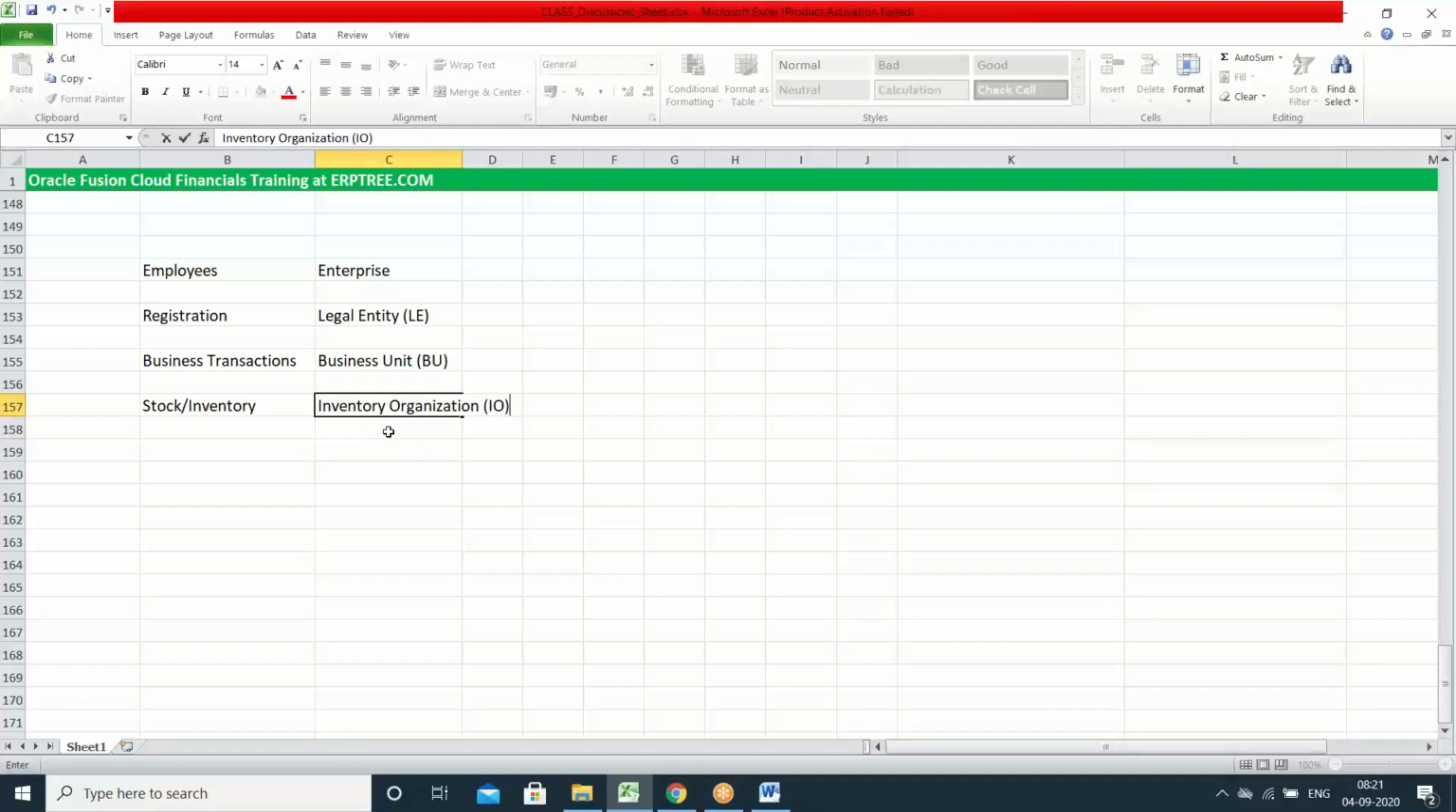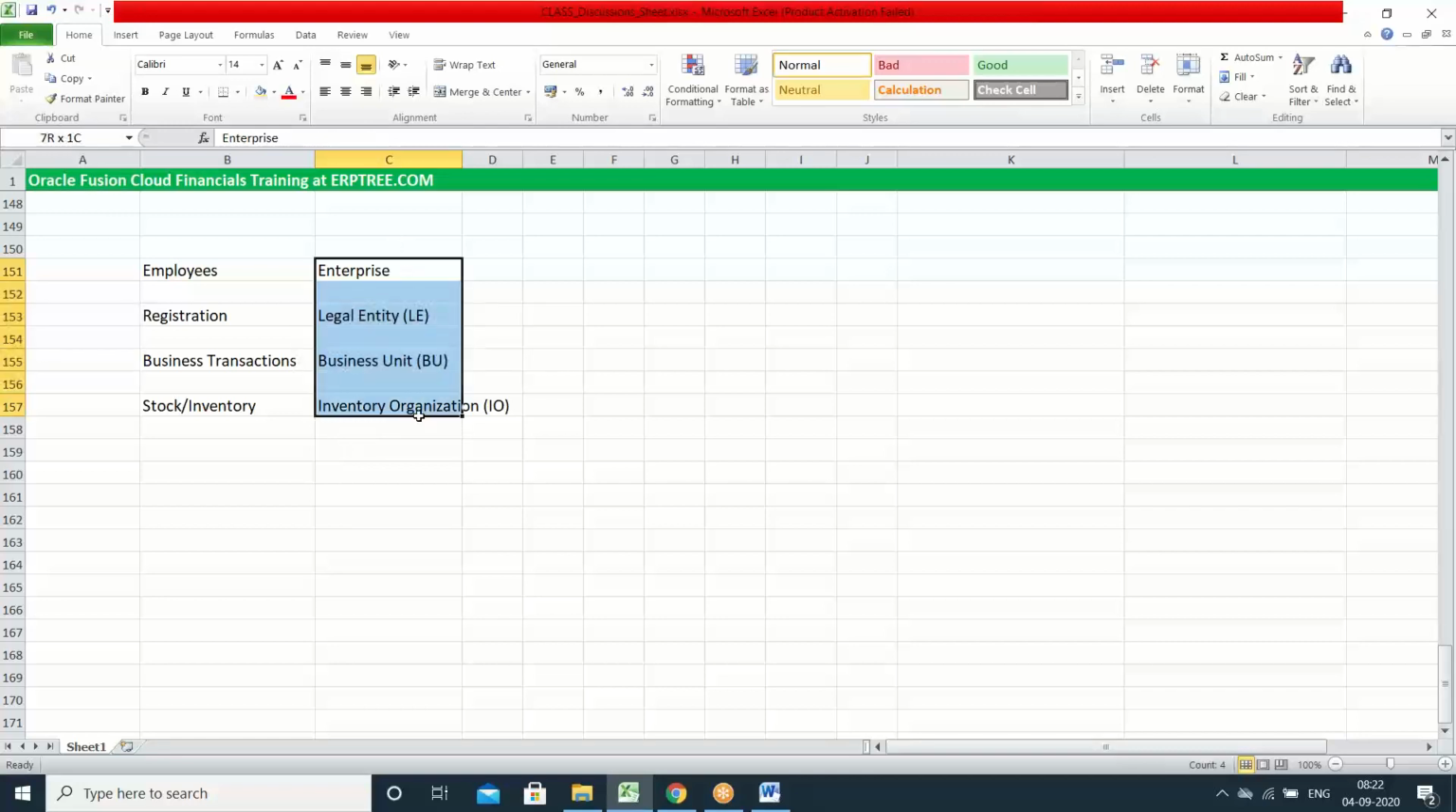This is how we create things in the system to maintain the relevant data related to business. To maintain the employees' information, we have to create an enterprise. Within the enterprise, you can maintain the employees' information. To maintain the company registration information, you have to create the legal entity in the system. And to record the business transactions in the system environment, we have to create the business unit. To maintain the stock, we have to create the inventory organization.